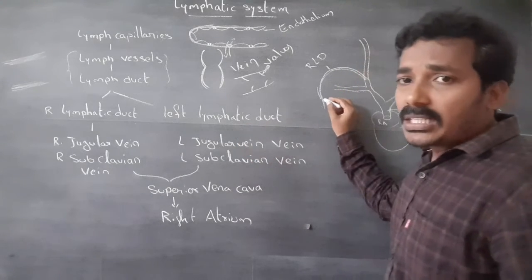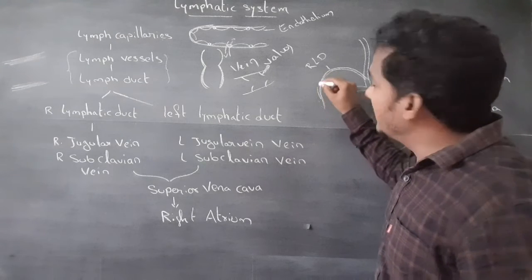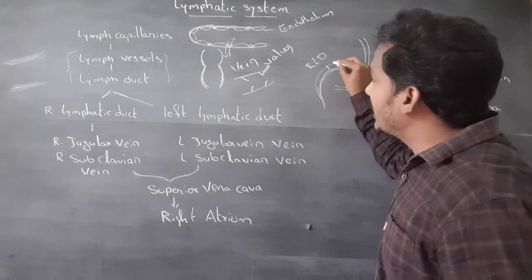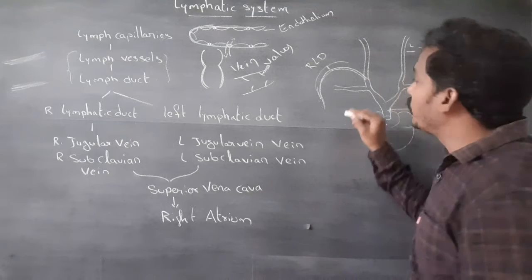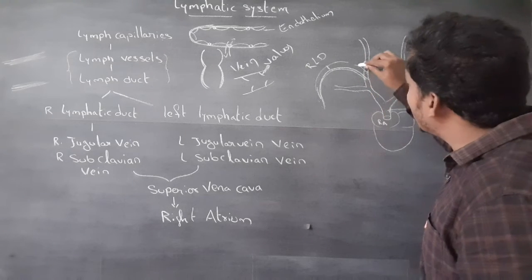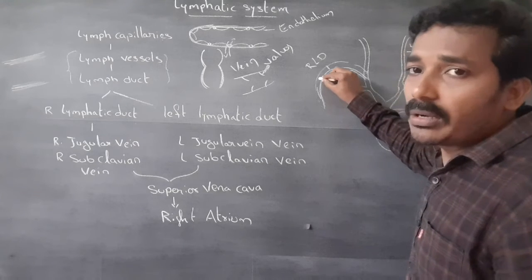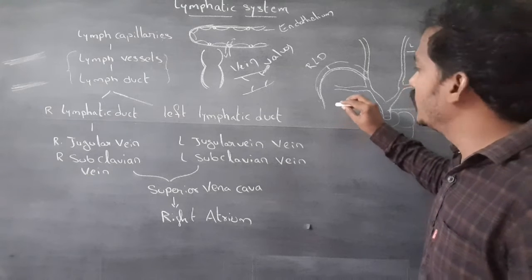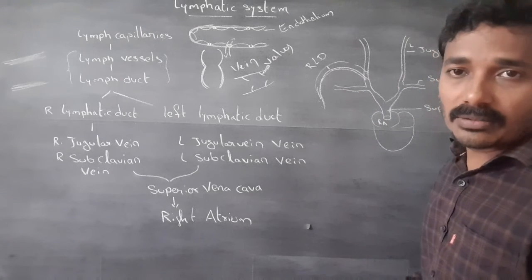The microorganisms present in the lymph are removed by the lymphocytes of the lymph vessel before entering into the venous system. Lymphocytes remove the microorganisms. These lymphocytes are produced by lymphoid organs.